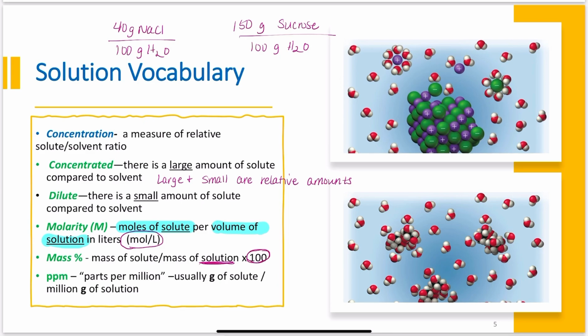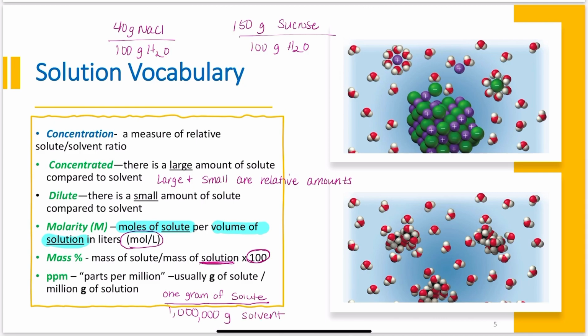And ppm stands for parts per million. This is milligram of solute to kilogram of solvent. Another way of saying ppm, or parts per million, is you have 1 gram of solute dissolved in 1 million grams of solvent.